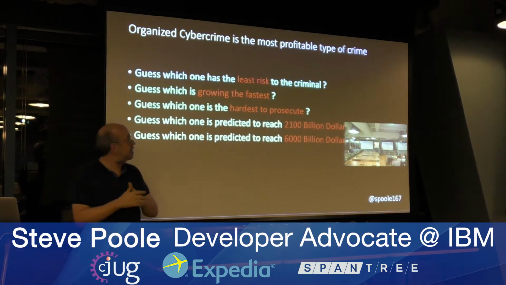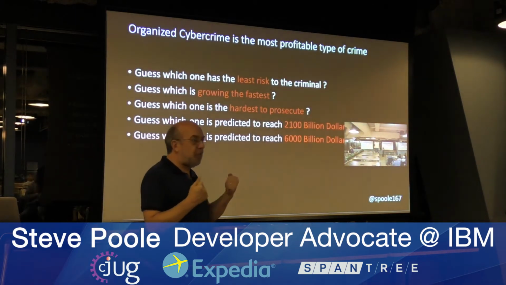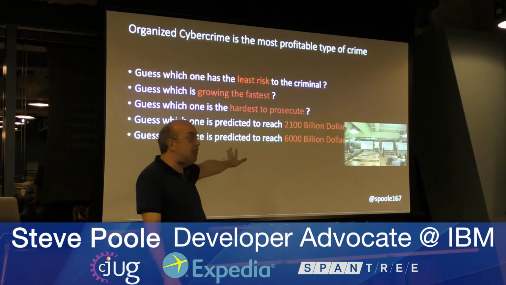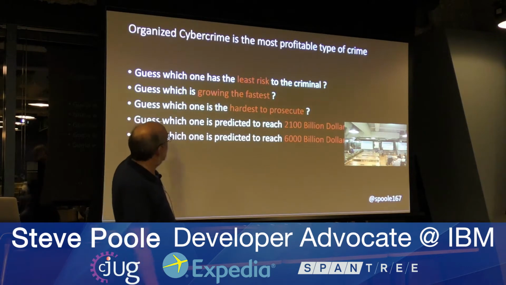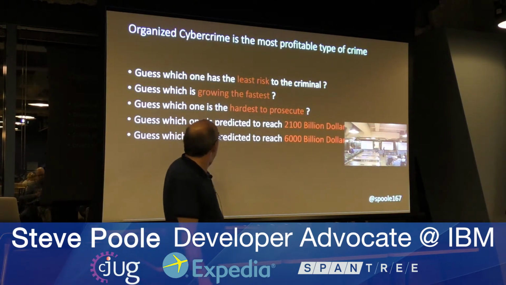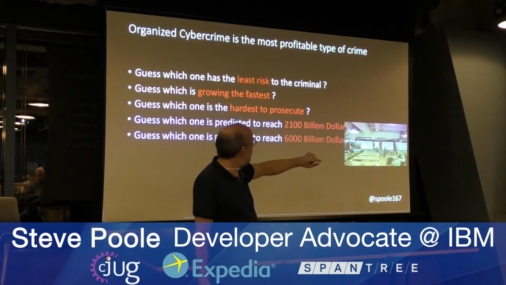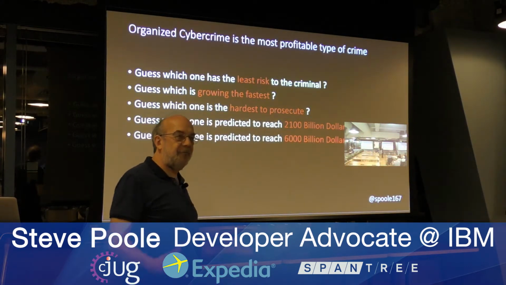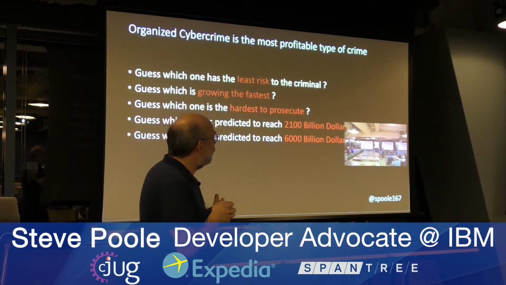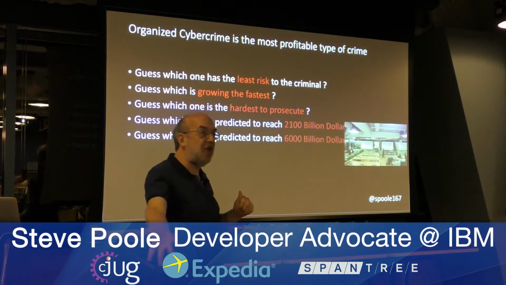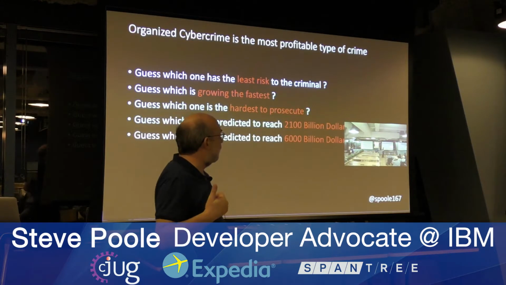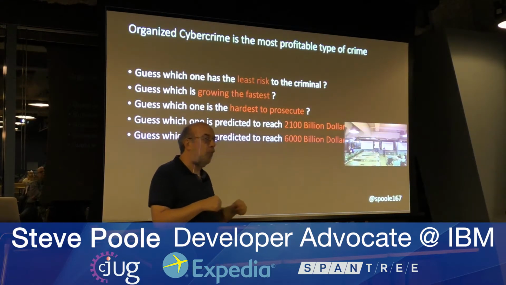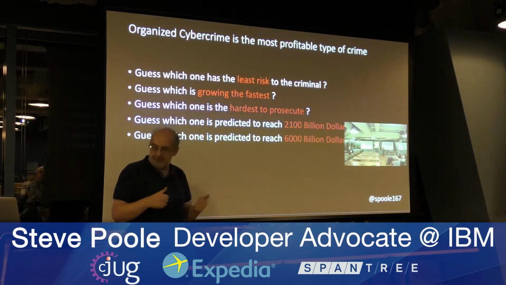And it gets worse. What's the most profitable type of crime? Which one has the least risk to the criminal? Which one is growing the fastest? Which one is predicted to reach $2 trillion by next year, and $6 trillion by 2021? Well, if you picked cybercrime, you were right.